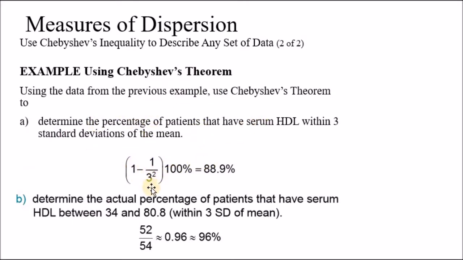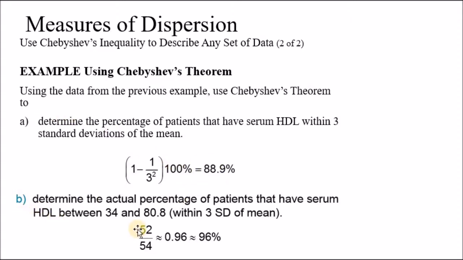So we're going to replace k with 3, since in this case it is 3 standard deviations. So you will have 1 minus 1 over 3 squared times 100%. That will give us 88.9%. And from the empirical rule, we know that is not very close. Actually, it is 99.7%. So this is a good estimate, I would say.